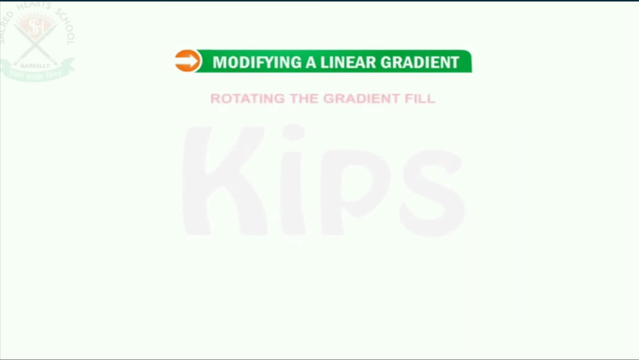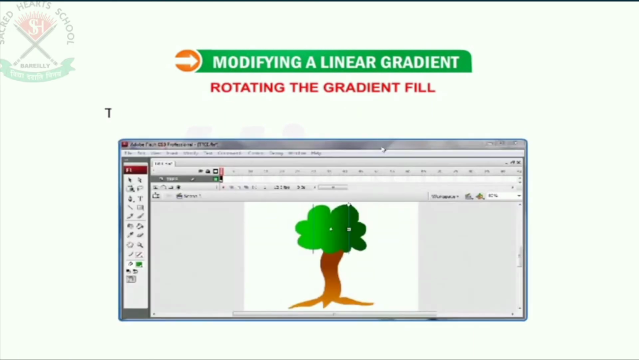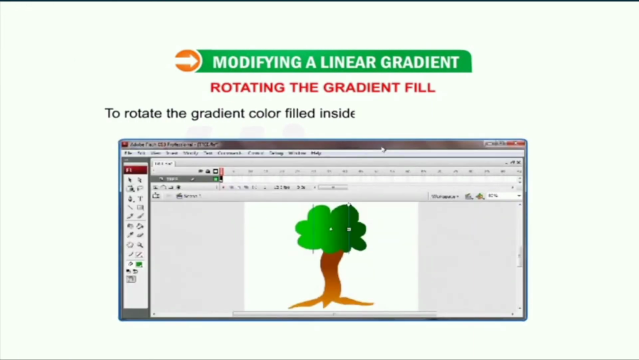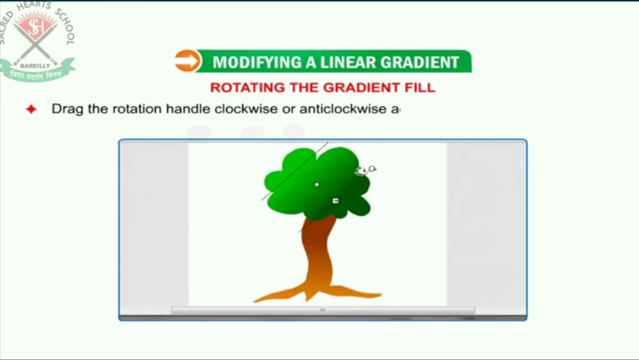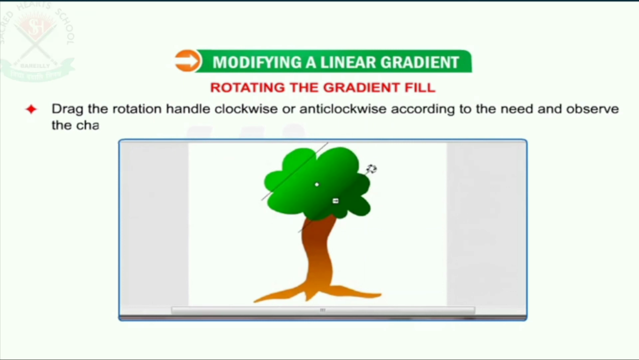Okay, now let us see how to rotate the gradient fill. To rotate the gradient color fills inside a shape, follow these steps. Position the pointer over the rotation handle and then the pointer shape changes to this symbol. Here, drag the rotation handle clockwise or anti-clockwise according to the need and observe the changes. Okay, this way we can rotate the gradient fill.